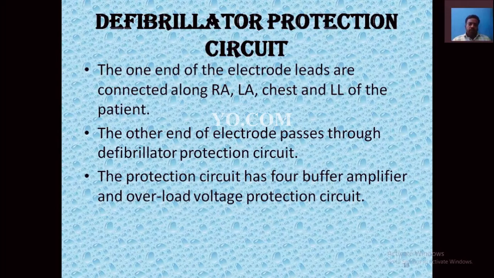So the protection circuit consists of a buffer amplifier and an overload voltage protection circuit. Overload voltage means that sometimes the voltage is very high compared to our actual voltage. At that time the circuit automatically breaks the connection, and then it protects the entire system.